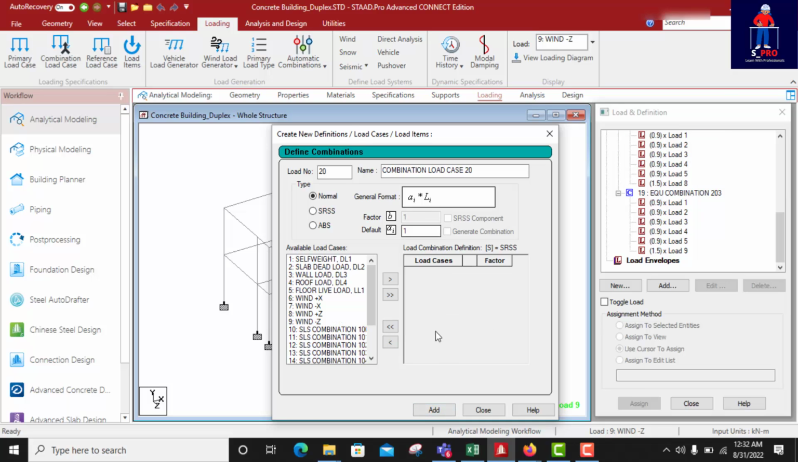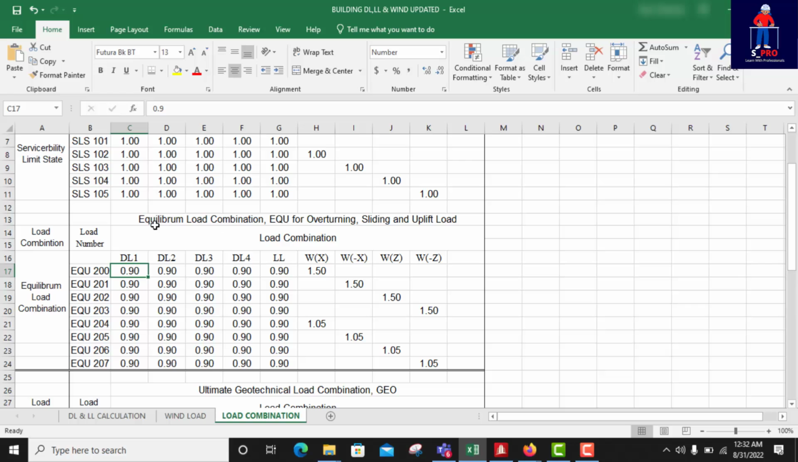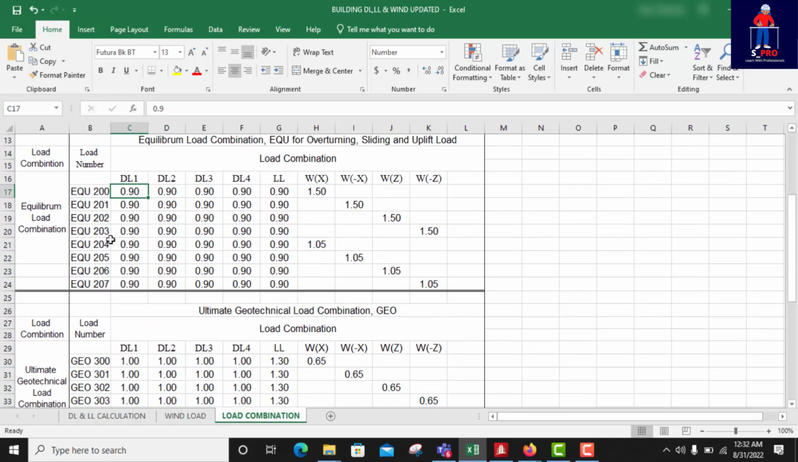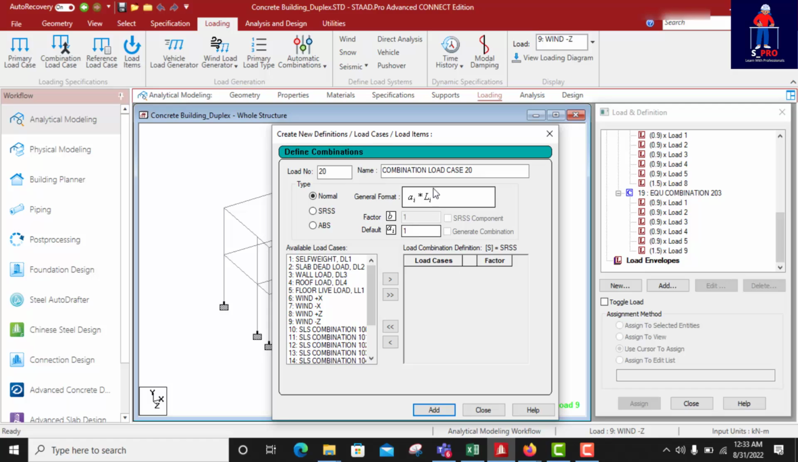Okay, then we go back again, still on equilibrium, the same 0.9 factor. Then we now reduce the factor for wind load to 1.05. Okay, 1.05 equilibrium combination 204. The same factor 0.9.